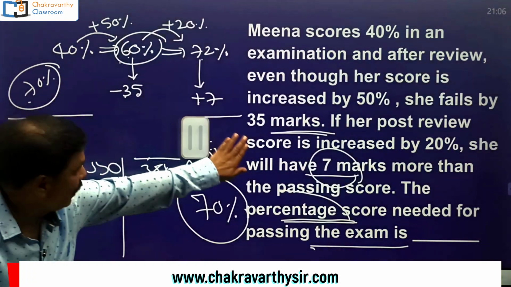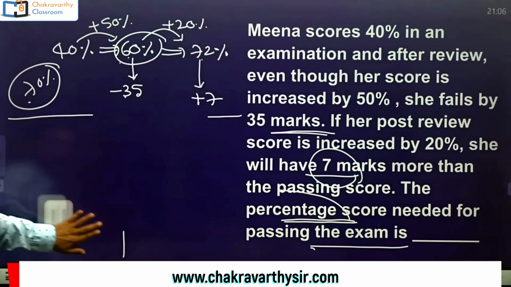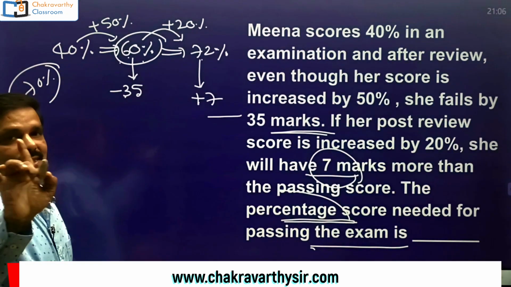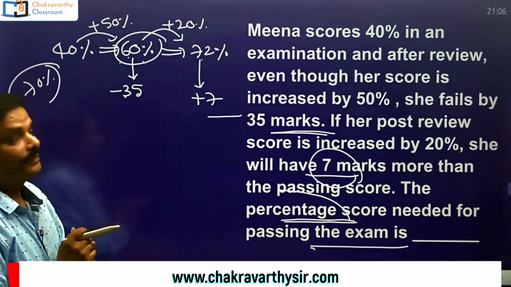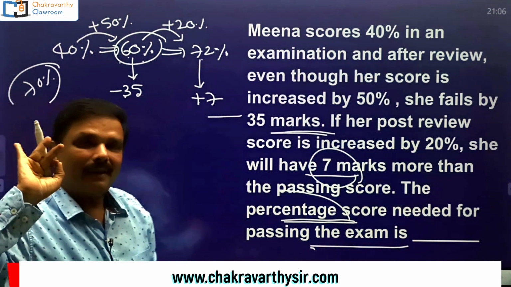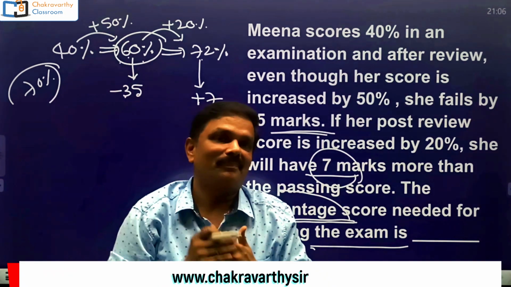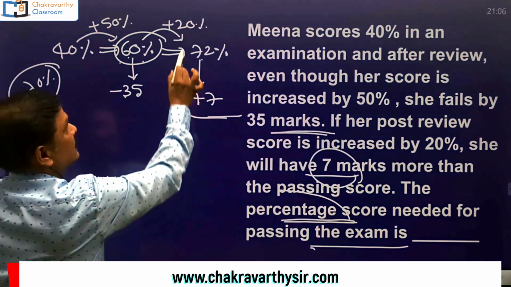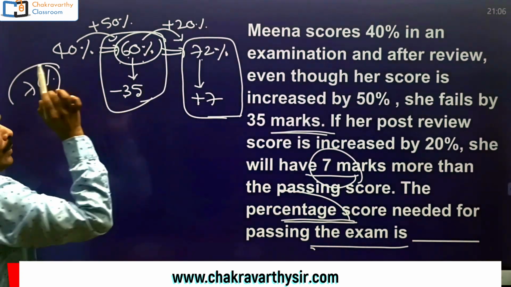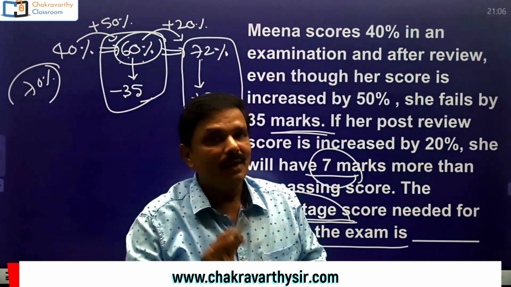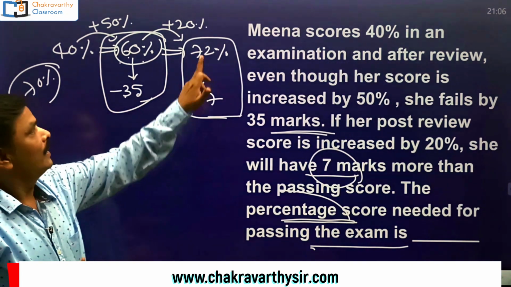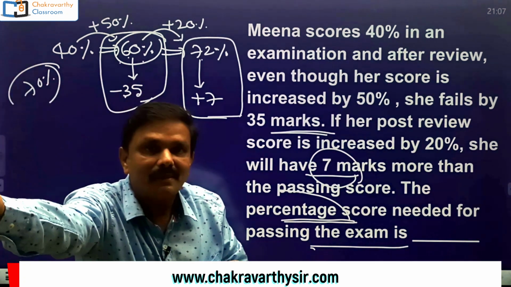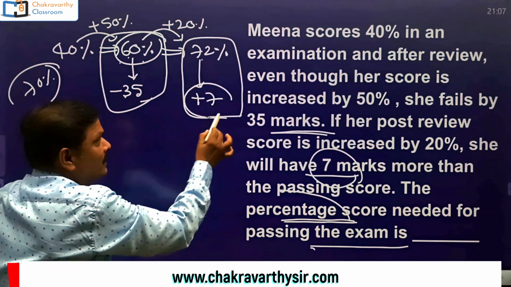Now, directly how can I give the answer? Think it logically, students. If she gets 60% of the marks, she fails by 35. If she gets 72% of the marks, she'll get 7 marks more than passing. What is the pass percentage? Think logically. Either using this or this, you can get the answer directly. First, I'll use this one. She got 72% marks, so she got 7 marks more than pass. Now try to convert this 7 marks into percentage.